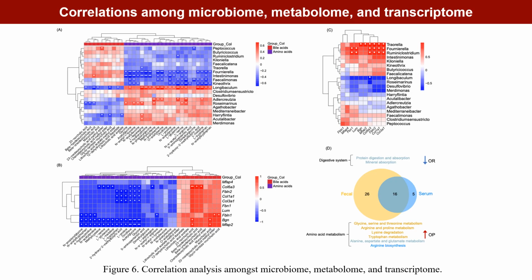Correlation analysis revealed complex interactions among gut microbiota, metabolites, and regulatory genes. Kineothrix correlated positively with bile acid metabolism, while Longibaculum showed an inverse trend. Bile acid metabolites were linked to gut barrier protective genes, whereas amino acid metabolites had the opposite effect. OP mice were enriched in amino acid metabolism pathways, while OR mice showed reduced enrichment in digestive system pathways.